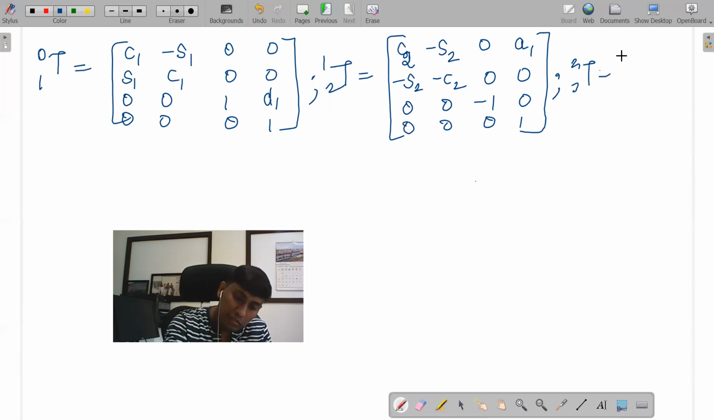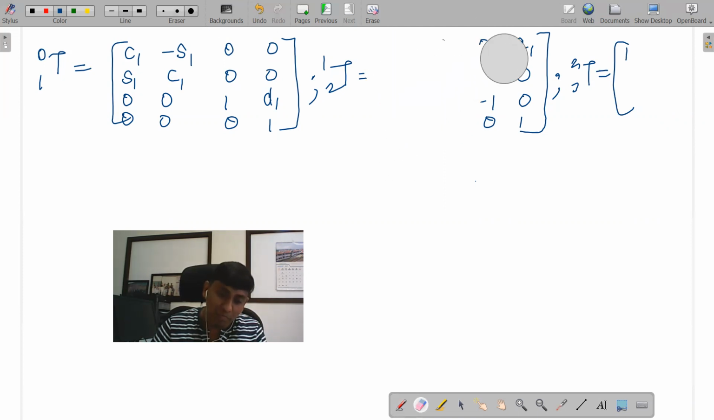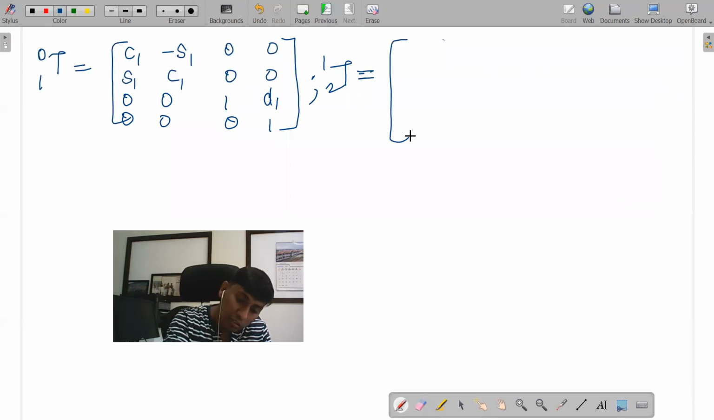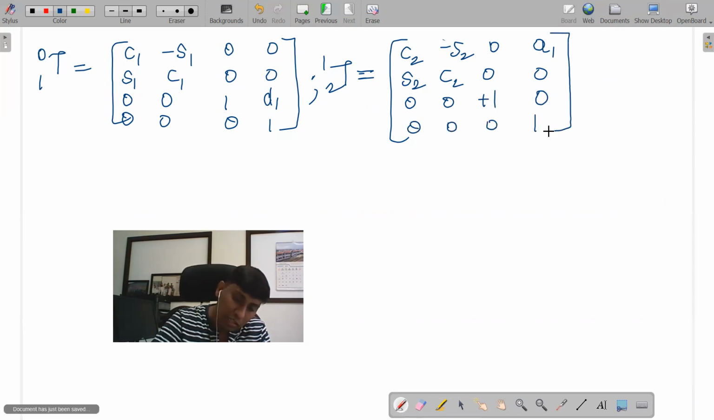What about T2 to 3? I think I made a mistake. I'm really sorry, I was continuing with the previous flow. Here alpha 2 is 180, but alpha 1 we need to look at here. So here you will still continue as per this; it is 0, right? So in the sense, C2, minus S2, 0, 0. This is A1, and S2, C2, 0, 0, 0, 0, plus 1. Okay, here only it will get changed.